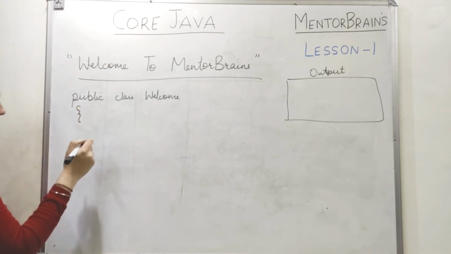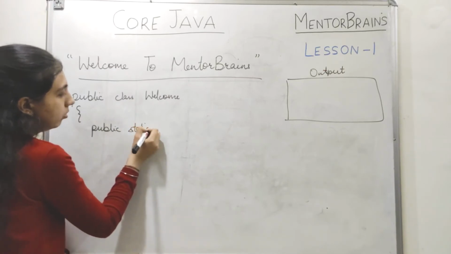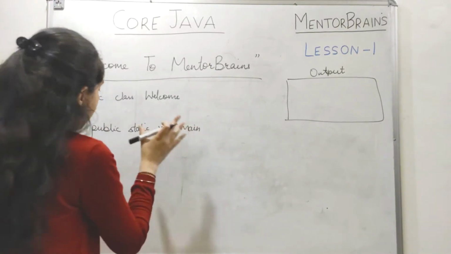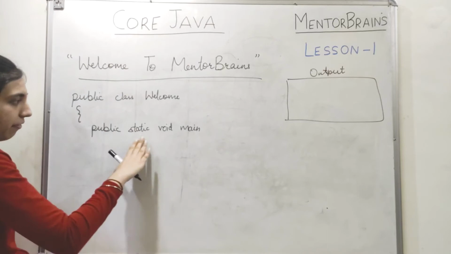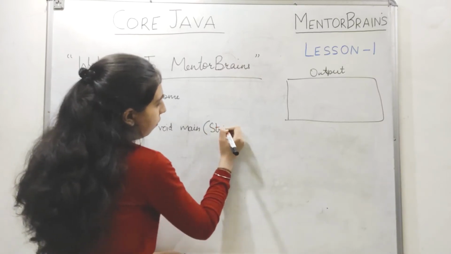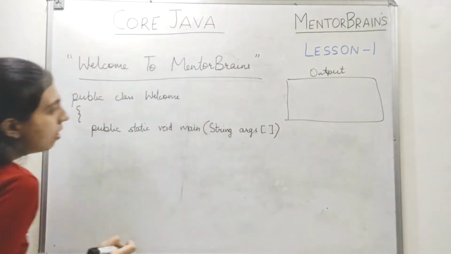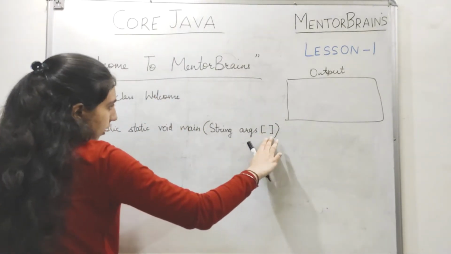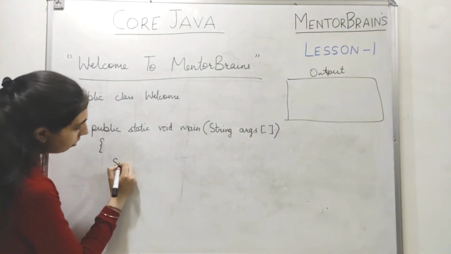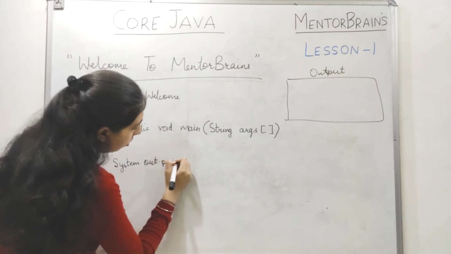Now opening curly braces, again public static void main. This is the function main, and I'll be going into each and every word of the statement in detail as we move on to further classes. For now, just understand the basic structure of a Java program. So it is String args, square bracket open, square bracket close, and parenthesis close. Then braces open. Now I'm going to write my printing statement, or the main statement, which is going to print my message on the screen.